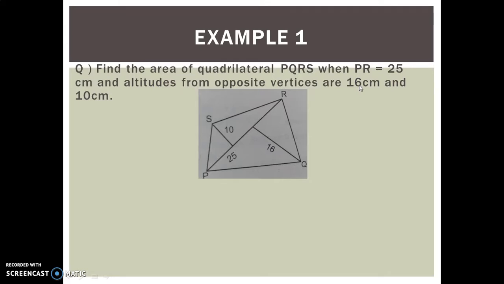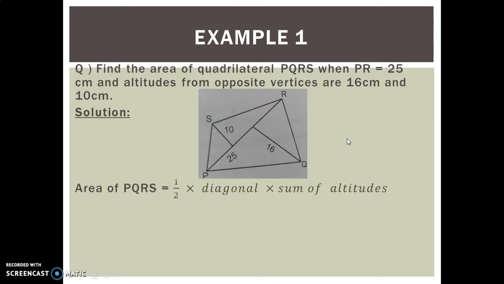Looking at the question, it is very easy to recognize that this is a type 1 quadrilateral. There is a quadrilateral PQRS. Look at PR. PR is the diagonal of this quadrilateral, and that is 25 centimeters. We have one altitude which is 10 centimeters. We have another altitude which is 16 centimeters. So basically, we have these as the question, and we will solve it by using the formula.